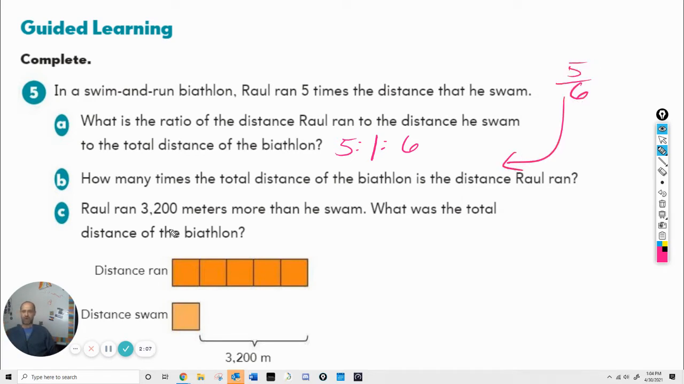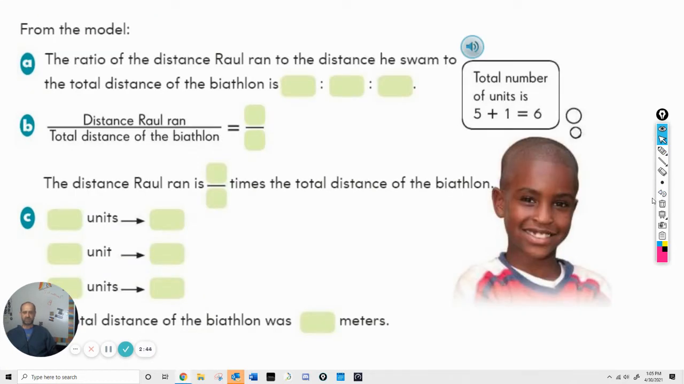Okay. Raul ran 3,200 more meters than he swam. What was the total distance of the biathlon? Well, what you've got to see here is that 3,200 meters is 4 units wide. If you divide that 3,200 by the 4 units, we discover that each unit is 800. So to find the total distance, you're doing 800 times 1, 2, 3, 4, 5, 6. You get 4,800 meters. Okay. Holy smokes, we just did all the work.